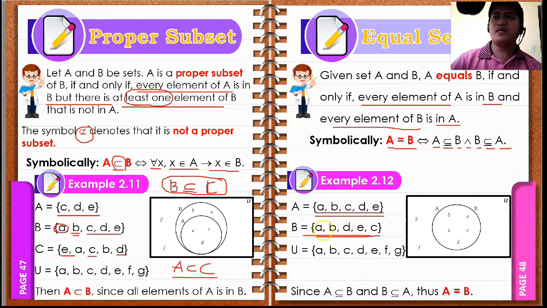You need to show that A is a subset of B and B is a subset of A. Take note, we're not using proper subset. It should be subset.